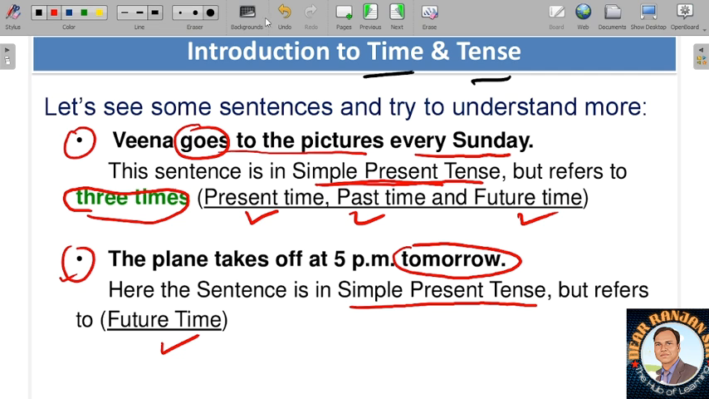That means the time only can show us three times, that is present time, past time and future time. But tense, we have 12 tenses, that is simple present, present continuous, present perfect and present perfect continuous, or simple past, past continuous, past perfect, past perfect continuous, simple future, future continuous, future perfect, future perfect continuous. We'll be looking into that very soon in the next slides.